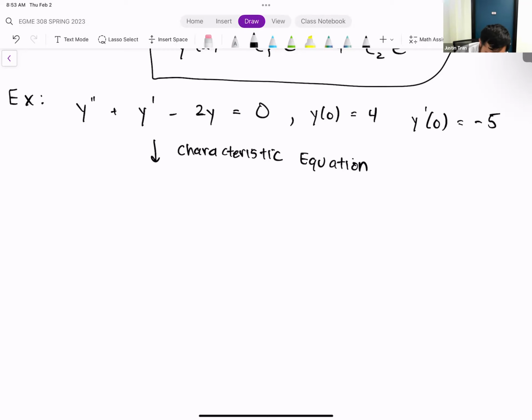All right, so let's go ahead and do that, one term at a time. We have the y double prime, and the y double prime is going to turn into lambda squared.